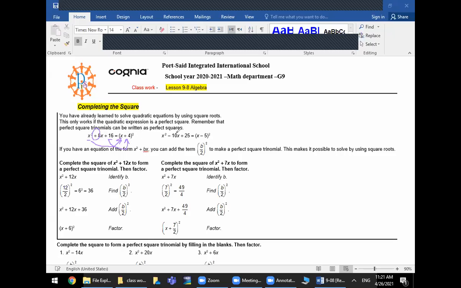What about if we have a negative number? Then it will be the square root of first, square root of x to the power of 2, it will be equal x. The square root of 25, it will be equal 5. And the sign in the middle, which is negative.